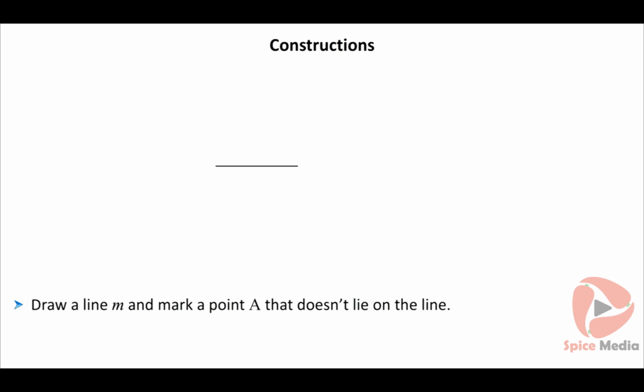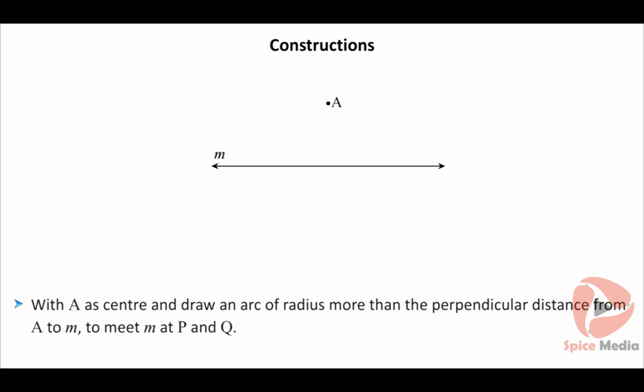Let us construct a perpendicular line through a point which is not on the given line. Here are the steps of construction. Draw a line M and mark a point A that doesn't lie on the line. With A as center, draw an arc of radius more than the perpendicular distance from A to M to meet M at P and Q.